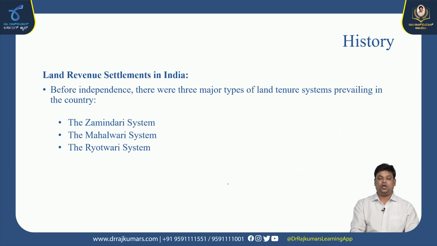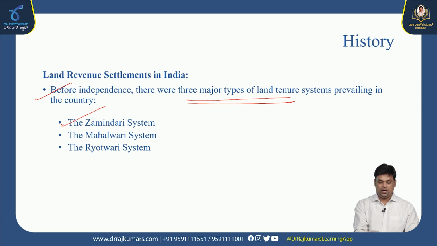Next, the economic policies. British revenue was completely based on land and agriculture. So they wanted to streamline that particular economic activity. For that purpose, they came up with new economic policies. Three major types of land revenue system were introduced before independence.